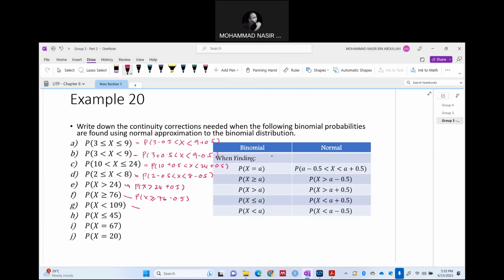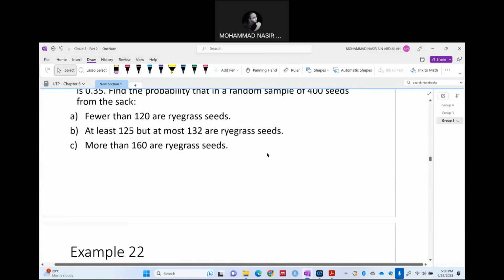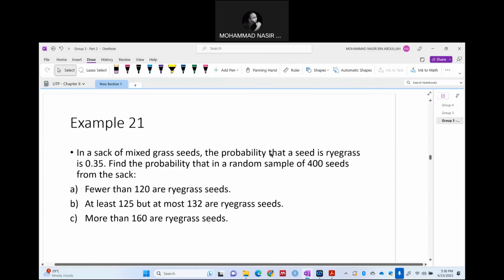So again, the same thing. So this is minus 0.5. So x less than 109 minus 0.5. This one should be plus 45 plus 0.5. So if equality, we have two sides, right? So minus and plus. So for 67 minus 0.5 and 67 plus 0.5. Same goes to 20. Right? So I hope you get a clear picture about continuity correction. Okay? So let's look at the last example before we go to Poisson approximation.